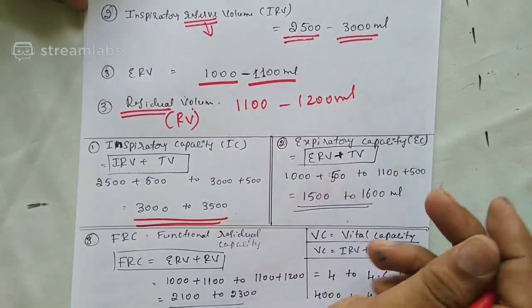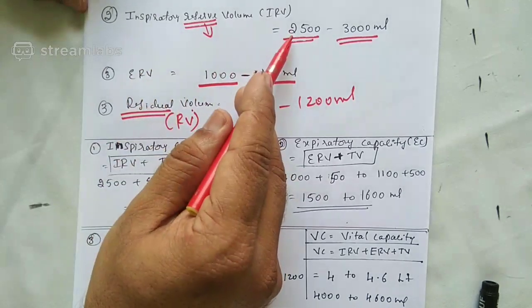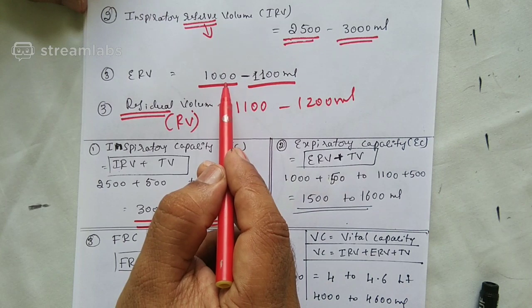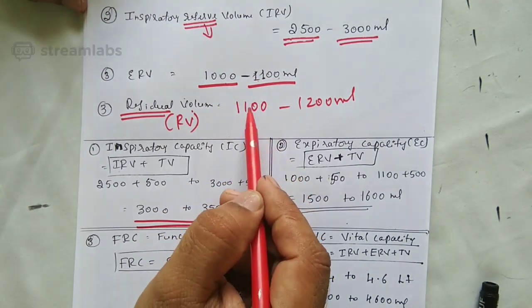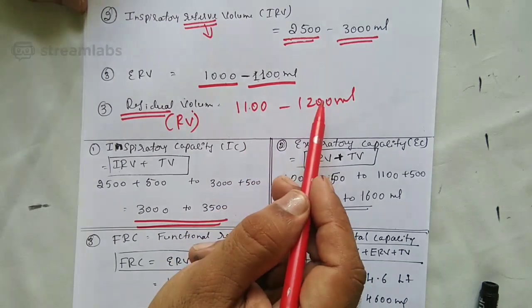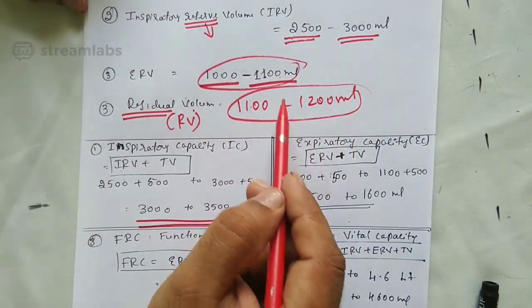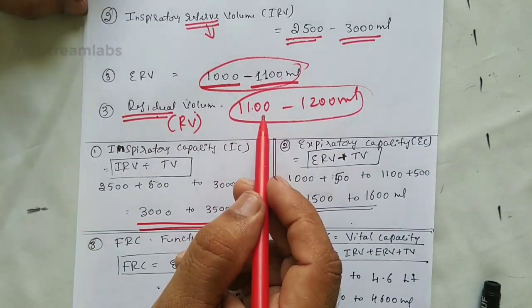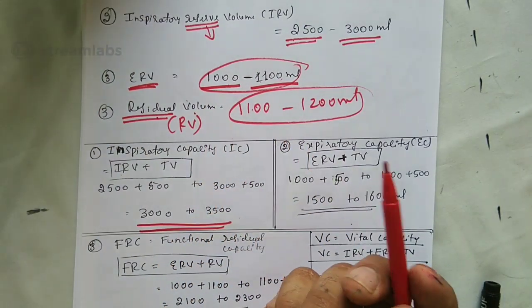1200 ml. Please remember, the volume of air which we can inspire forcibly is more, and expire forcibly is less. The continuation of 1100 is written here. See, 1100 to 1200. You can relate these two so that you can remember easily. And in the textbook, residual volume is present on the next page, and ERV is present on the previous page. Like that also you can remember.